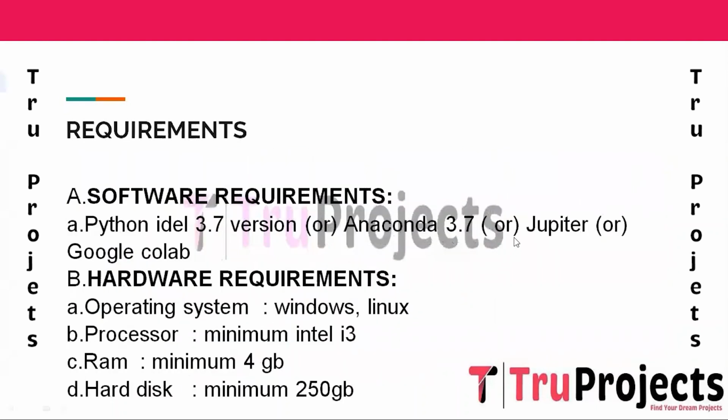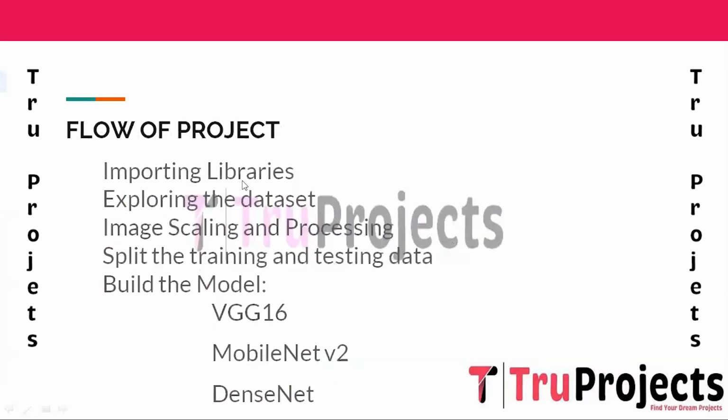These are the basic requirements that are needed to build this project. Software requirement: Python IDE with version 3.7, or Anaconda with version 3.7, or Jupyter, or Google Colab. Hardware requirement: operating system as Windows or Linux, processor of minimum Intel i3, RAM of minimum 4 GB, hard disk of minimum 250 GB.